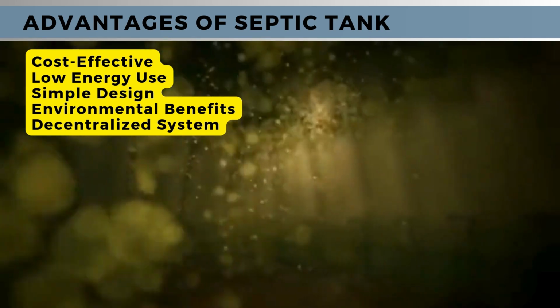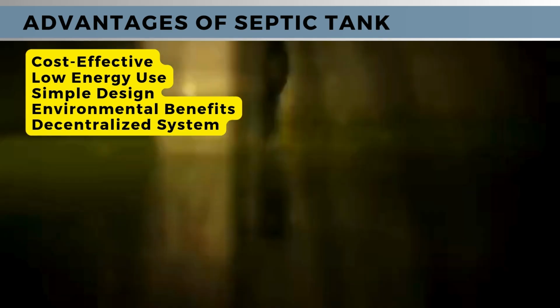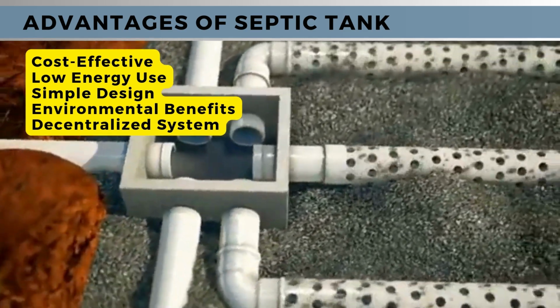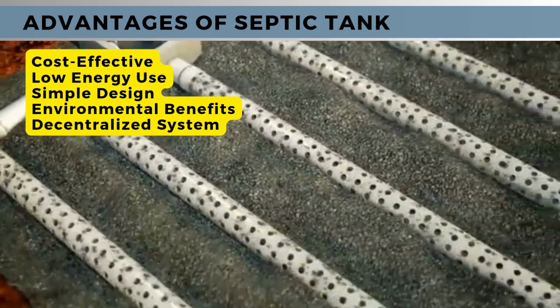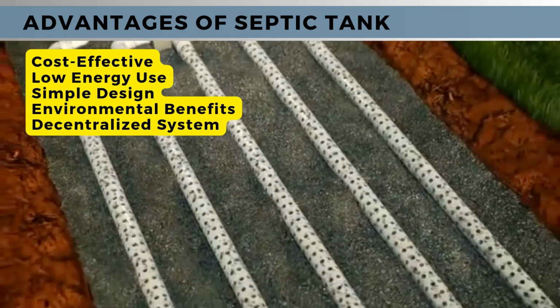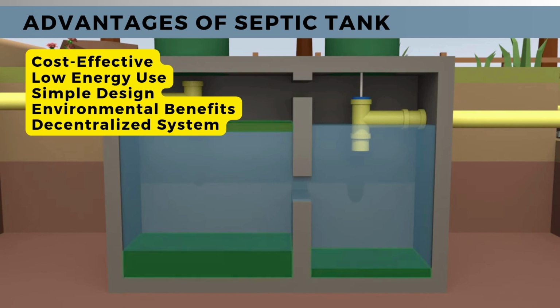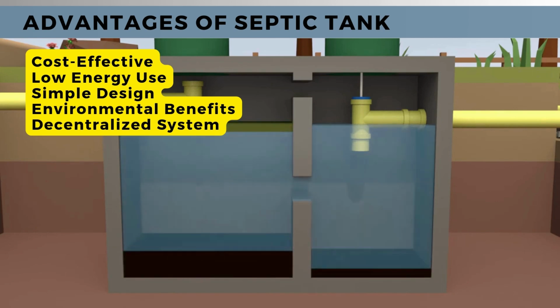It is low energy use. Septic tanks operate through gravity flow and natural biological processes, requiring little to no energy for day-to-day operation. Unlike wastewater treatment plants, they do not need electricity or mechanical processes for primary treatment.